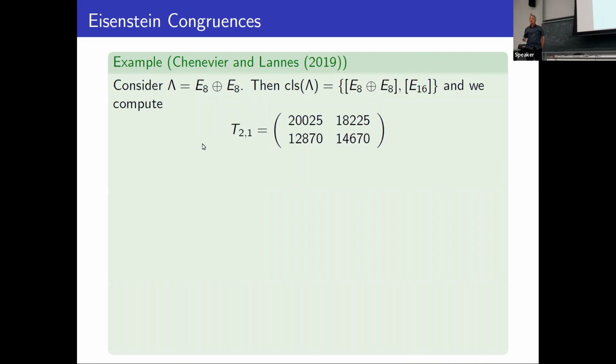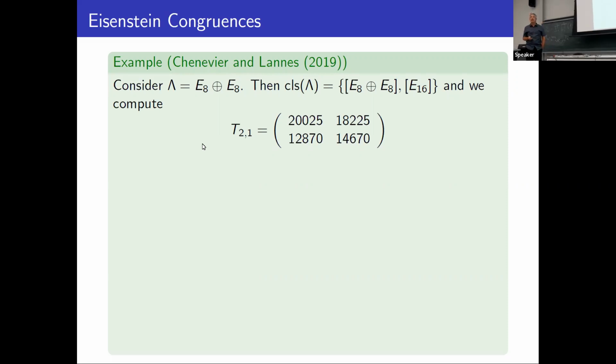And in the last few minutes of the talk, I would like to talk about another application of what we did, the thing called Eisenstein congruences. So maybe one of the most famous examples was given by Chenevier and Lannes. If we take the lattice E8 plus E8, there are famously just 2 lattices in the class set. This is like, can you hear the shape of a drum? The answer for lattices is no, and this is the famous example.